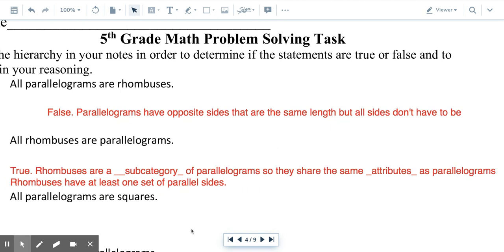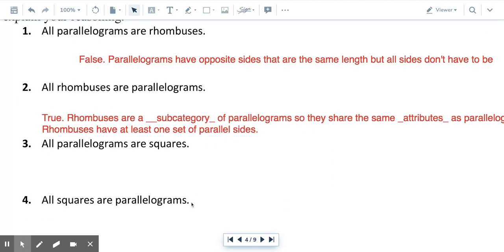The correct way to fill in this statement using our vocabulary words is to say rhombuses are a subcategory of parallelograms, so they share the same attributes of parallelograms. An example of that is rhombuses share the same attribute of parallelograms because all rhombuses have at least one set of parallel sides. If you are able to correctly place those vocab words in number two, awesome job. If you're still having a little bit of trouble with it, that's okay because we're going to practice some more with statements 3 through 8. So let's go ahead and move on.